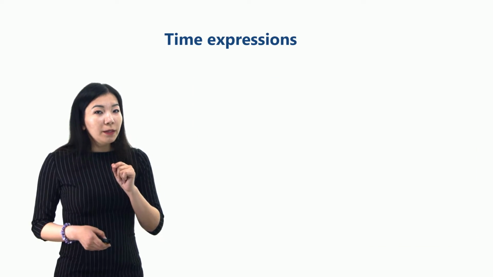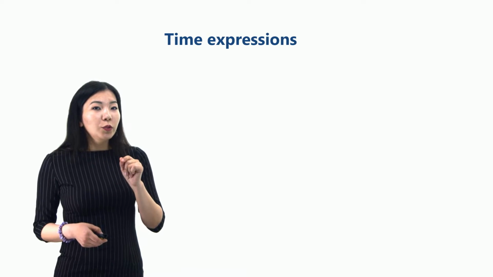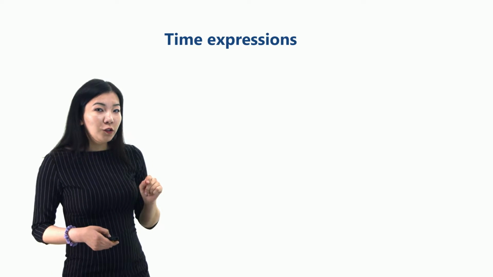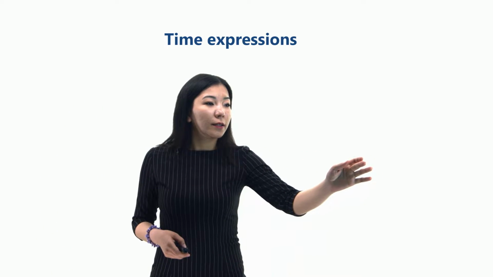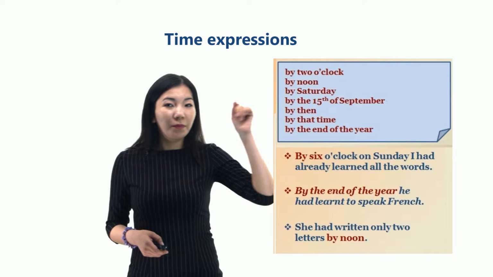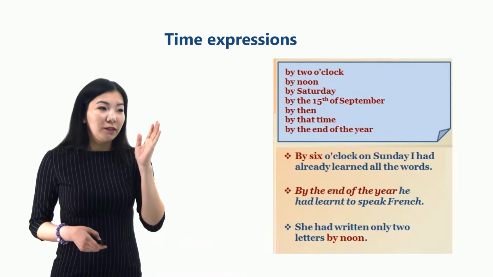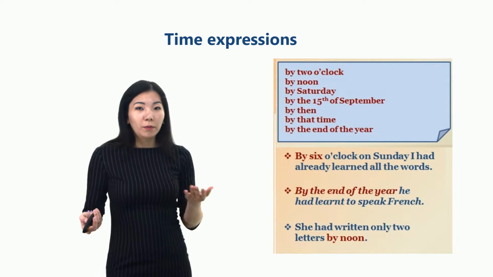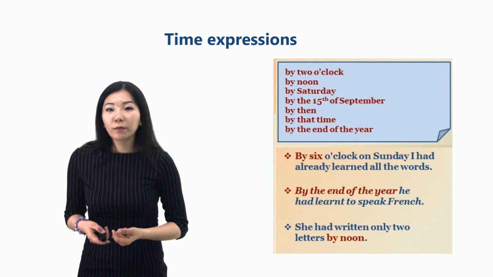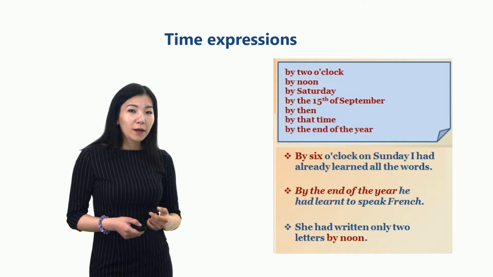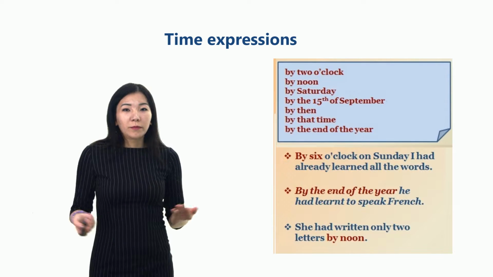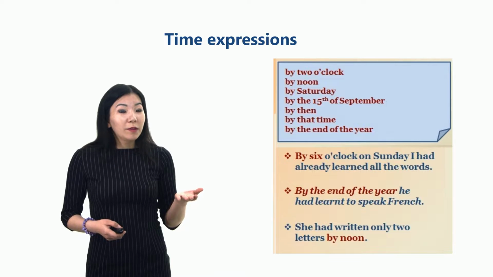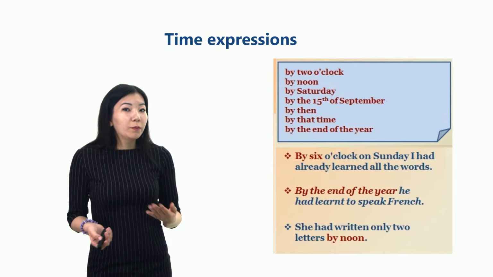So, to describe an action in the past perfect that took place before a time in the past, we use prepositions like by, such as by 2 o'clock, by noon, by Saturday, by the 15th of September, by then, by that time, by the end of the day. Many. So let's look at the time expressions in context with the past perfect.